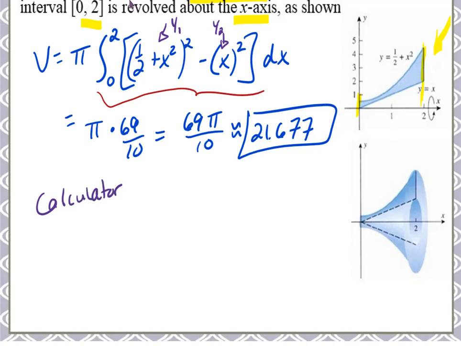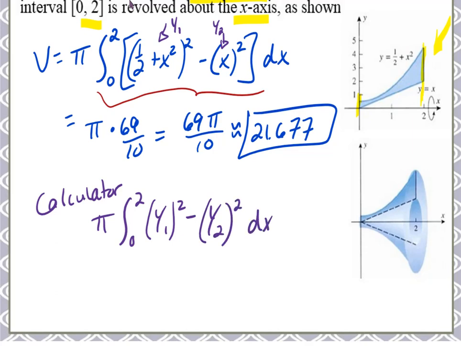In your calculator, you're going to do pi times the integral from 0 to 2 of y1 squared minus y2 squared dx. And if you include the pi, that's going to end up giving you that decimal. If you don't include the pi, you're just going to get the 69/10.